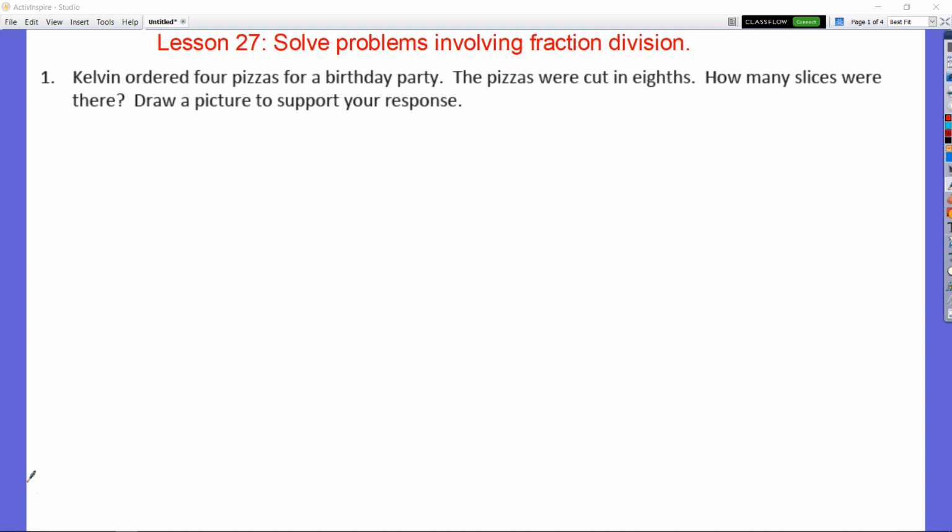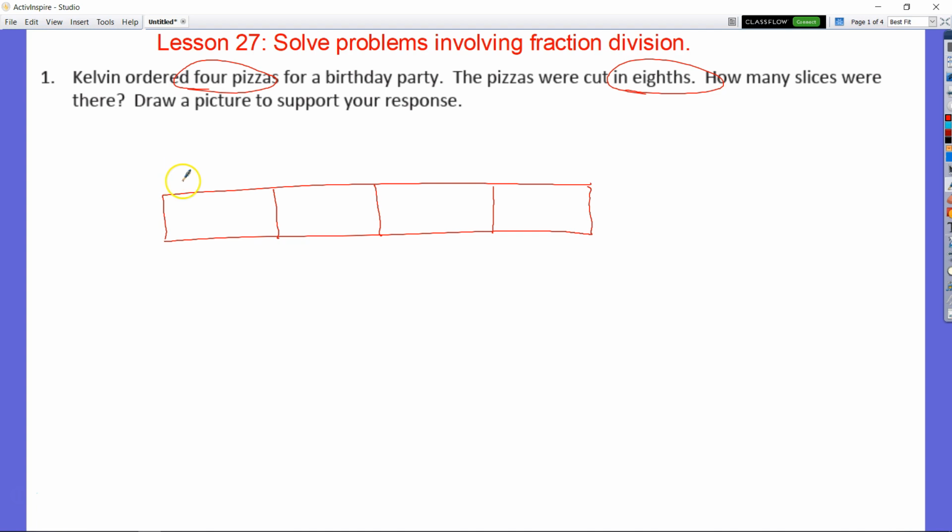We're trying to find out how many slices there were, and we're going to have to draw a picture. So first of all, we know that there are 4 pizzas, and they're cut into fractional units of eighths. So let's draw a tape diagram. We have our 4 pizzas. Hopefully everybody can see that there's 4 whole pizzas right there, right?